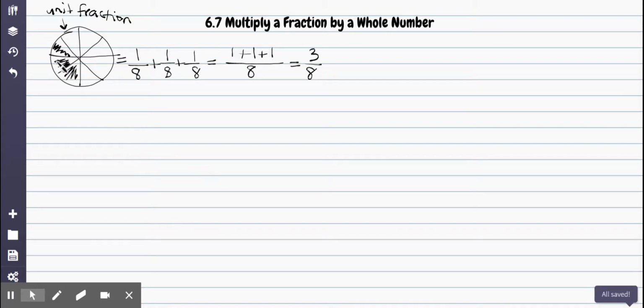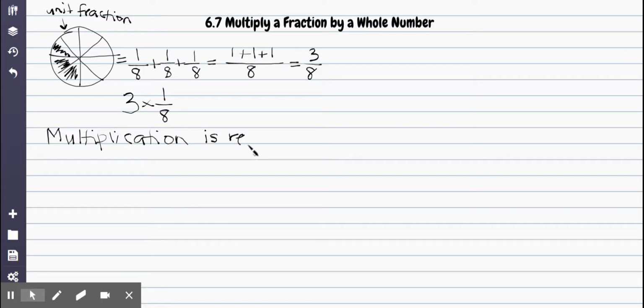Okay. Now, if we think about it, this could actually be the same as multiplication. So if I were to write this as a multiplication problem, I would say that it is 3 groups of 1/8, or 3 times 1/8. And the reason why we can do this is because multiplication is just repeated addition. So I'm going to write that down because that is important. Multiplication is repeated addition. Okay, and I'll go through an example to show you what I mean.